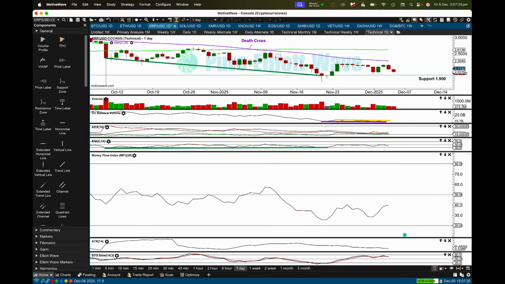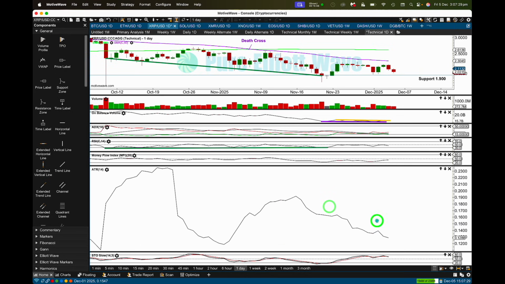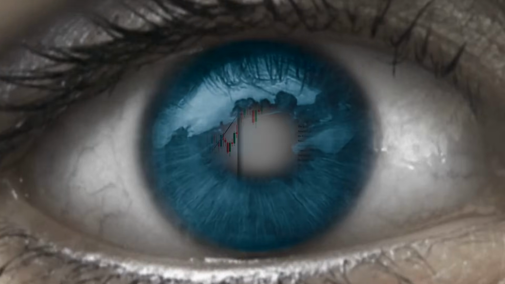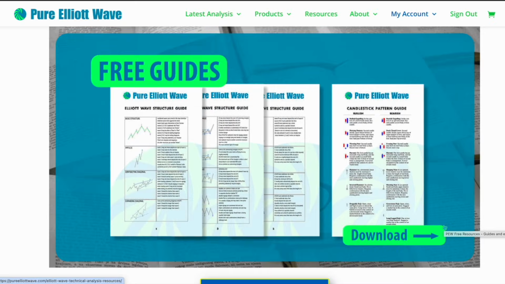And money flow is neutral. As price moves sideways, ATR is declining. That is normal during a consolidation, and price is currently within this bearish movement consolidating. I do still expect the breakout will be downward. That's it for me today with an updated XRP analysis.